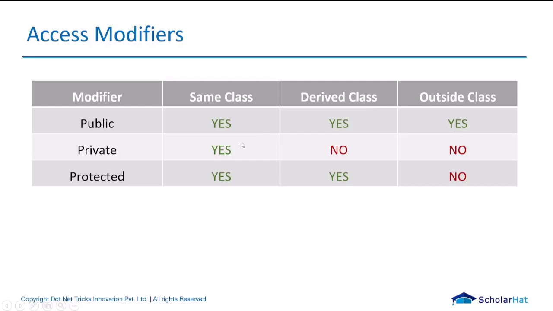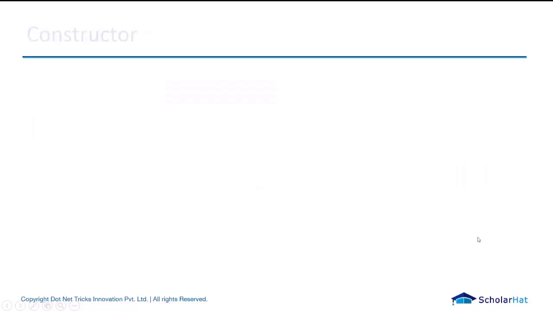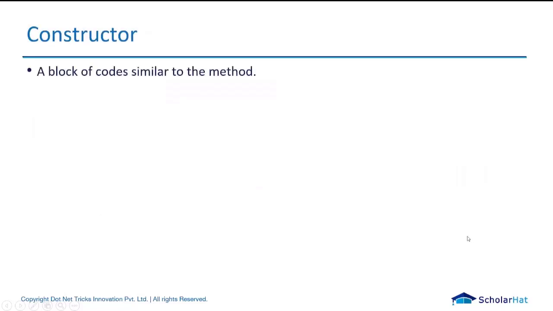For private, from the same class we can access it. From the outside class or outside function, that is the main function, we cannot access it. From the derived class we cannot access it. For protected, we're going to see this in inheritance. When you study inheritance, there we're going to take an example of the protected access modifier. So this is done. Now the next topic is going to be constructor.